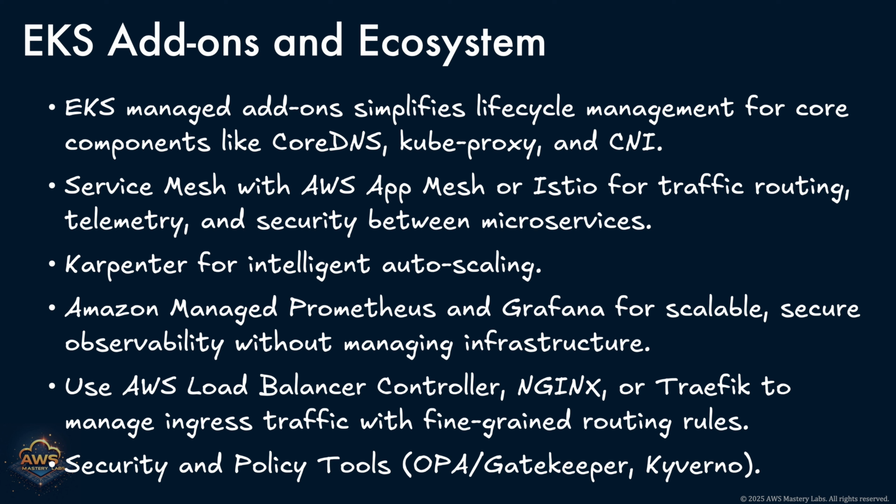The AWS Load Balancer Controller allows you to create application load balancers and network load balancers directly from Kubernetes ingress resources, while options like Nginx and Traefik provide additional flexibility. Finally, for governance and compliance, policy engines like Open Policy Agent, or OPA, with Gatekeeper or Kyverno allow you to enforce guardrails and validate Kubernetes resource definitions, ensuring that your cluster operates within organizational policies.